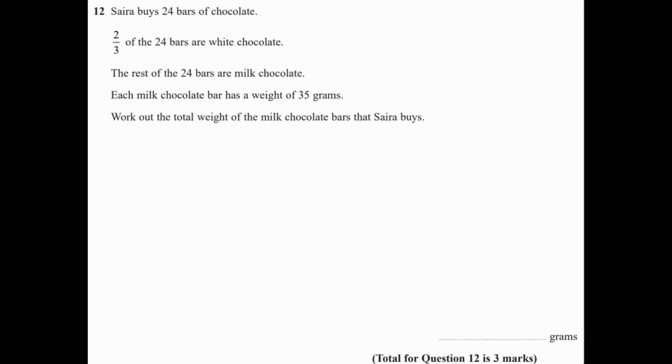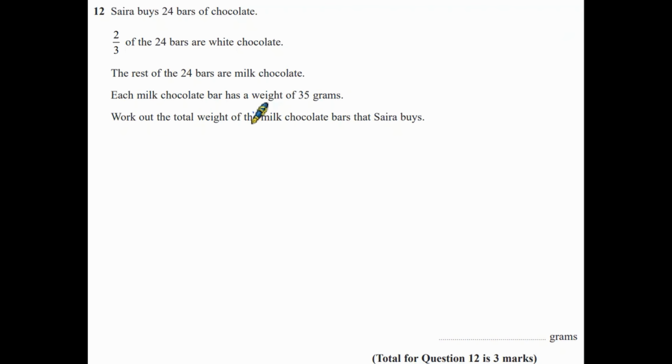Okay, here comes question 12. Saira buys 24 bars of chocolate. 3/4 of the bars are white chocolate. The rest of the bars are milk chocolate. Each milk chocolate bar has a weight of 35 grams. Work out the total weight of the milk chocolate bars.